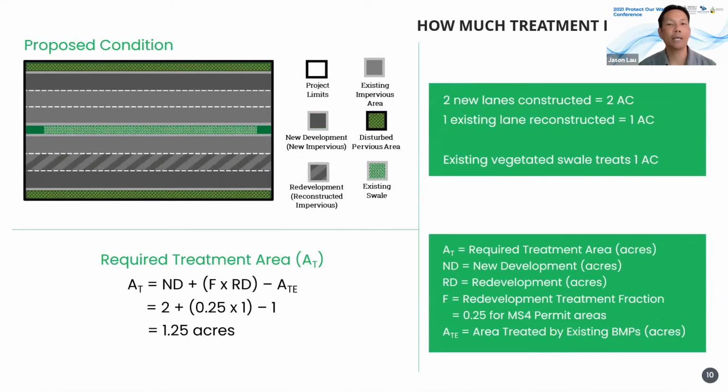And the next question is, okay, how much treatment is required? We have this equation down below. And as my high school teacher used to always say, plug and chug. For new development, you have 2 acres, which are the 2 new lanes constructed. You have your redevelopment of 1 lane reconstructed, that's 1 acre. Because we're located in an MS4 permit area, your redevelopment treatment fraction is 25%. Then you subtract that 1 acre of treatment from the existing swale. So your area requiring treatment for this problem is 1.25 acres.